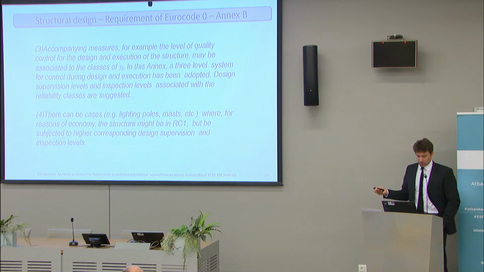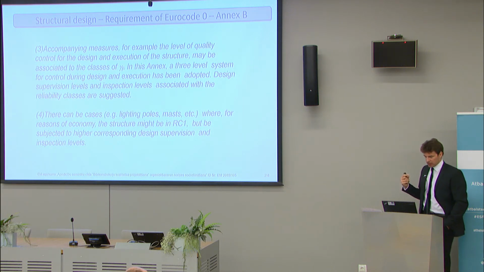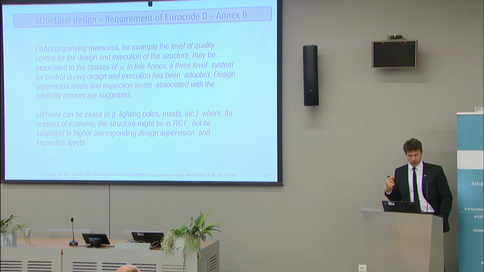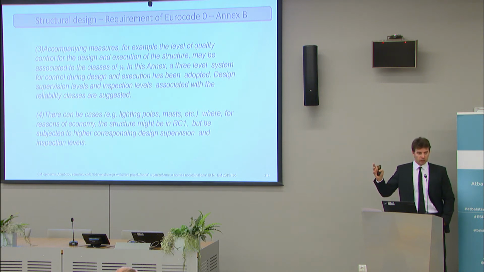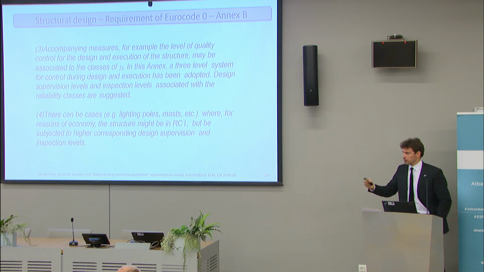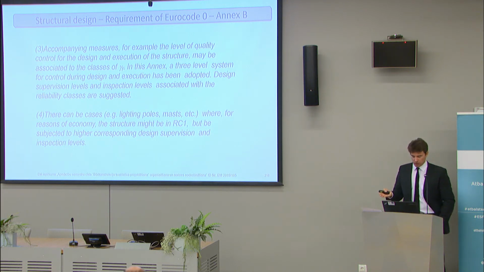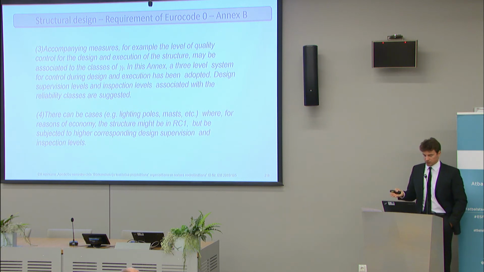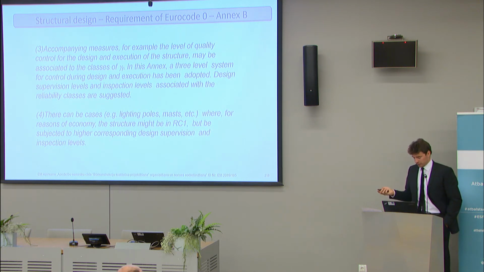Accompanying many measures, for example, the level of quality control for the design and execution of the structure may be associated with the classes gamma F. So this is also saying that how much you control your structure during execution is also a parameter that allows you to change your parameters on actions, even if it's not really precise on this point in the Eurocode.